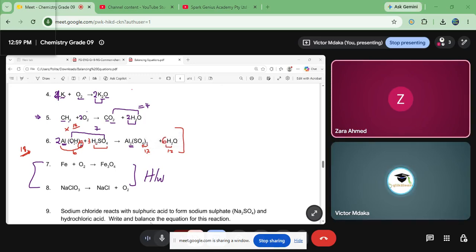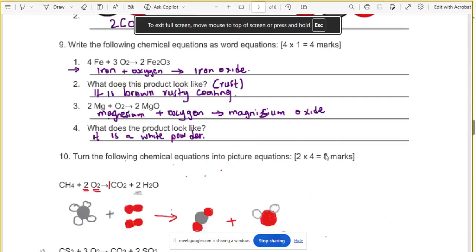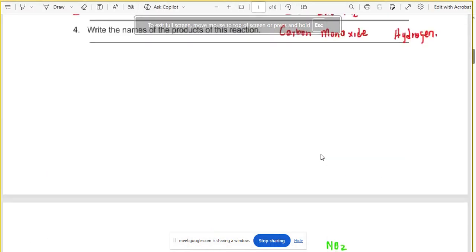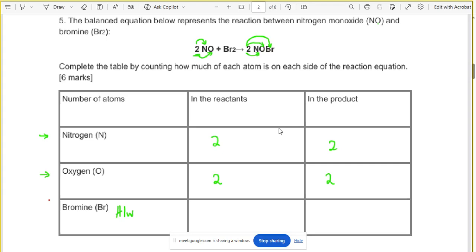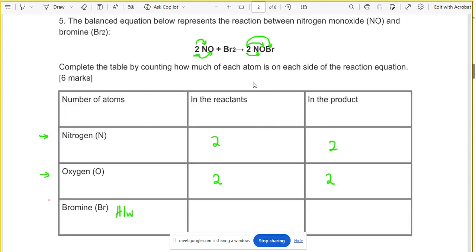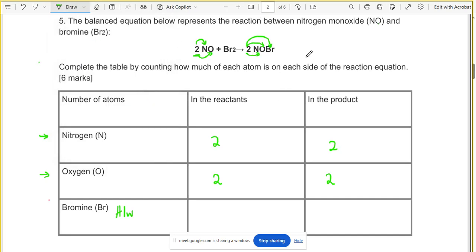Okay, so now let's look at this question. I think the first homework was on this table, right? Yes, the first homework was on this table. We were given a balanced equation and we need to use it to complete the table by counting how many atoms we have on each side of the equation. Let's look at the bromine. That was your homework. You need to count the number of reactants.